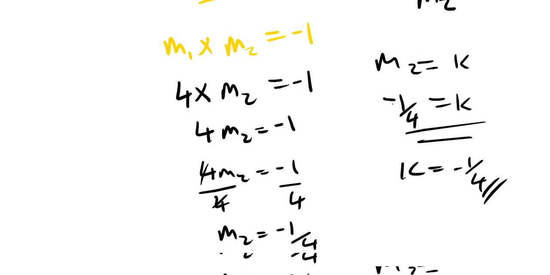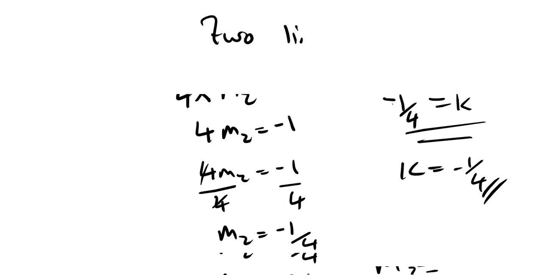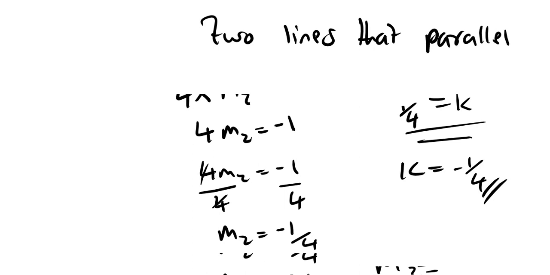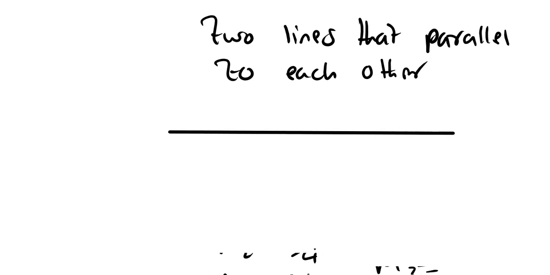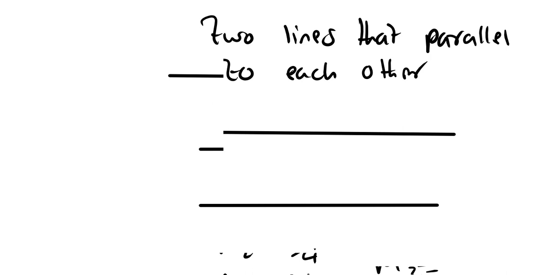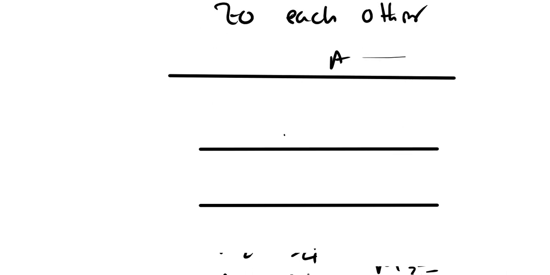Okay, so let's take a look at two lines that are parallel to each other. Lines that are parallel to each other look like this. These two lines are parallel. So if these two lines are parallel, what is the relationship between their gradients? Without wasting much of your time, let's label this line A and this line B, with gradients called gradient A and gradient B.